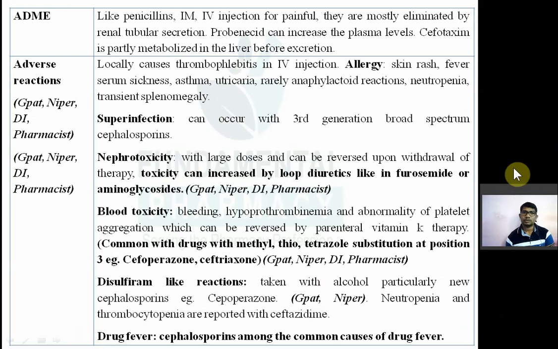Absorption, distribution, metabolism, and elimination. Like the penicillins, they are given by the intramuscular route, intravenous route, and also the oral route. Intramuscular injections are painful. They are mostly eliminated by renal tubular secretion, so anything that decreases the elimination of cephalosporin will increase its bioavailability. So probenecid can increase the plasma levels of cephalosporins.